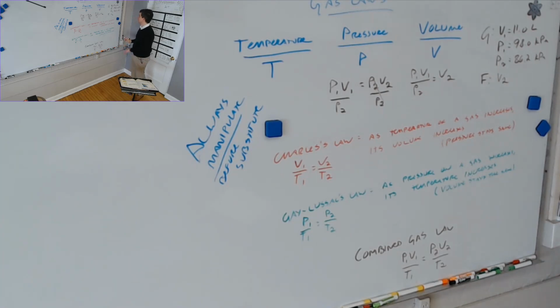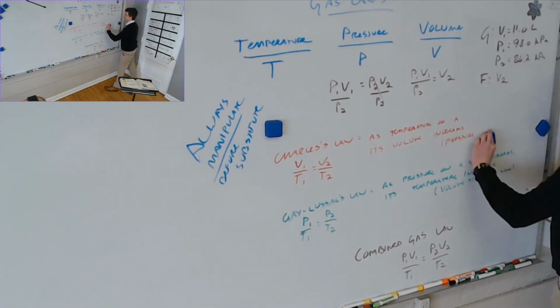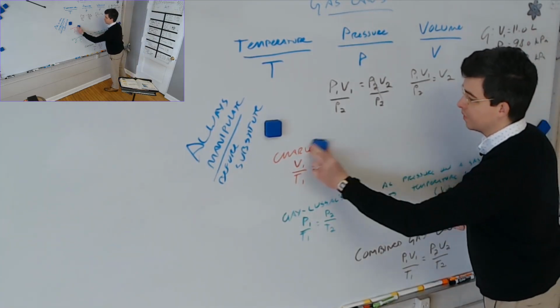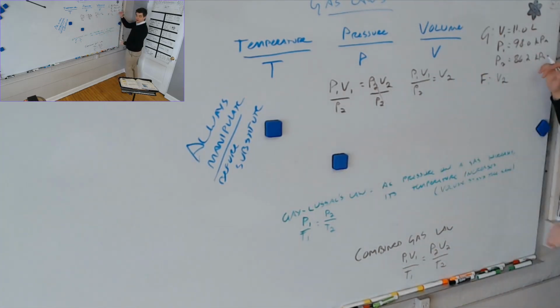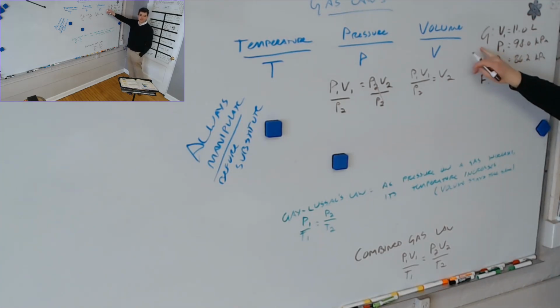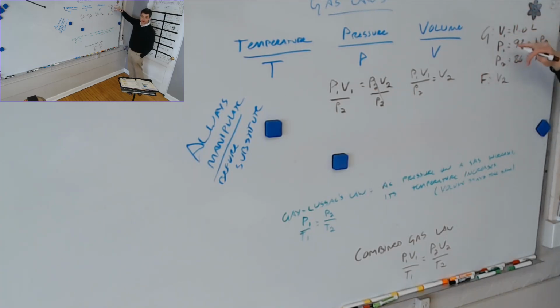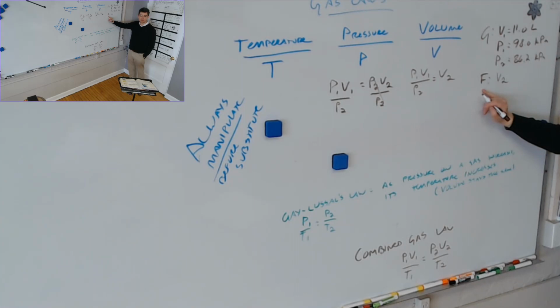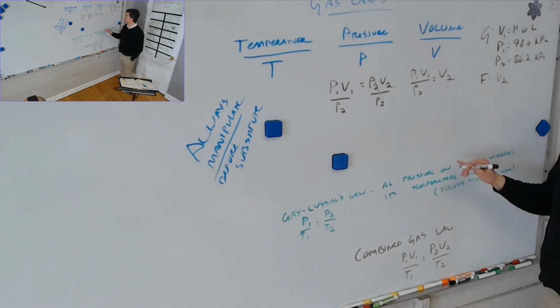By the way, I use this little notation here if I think the problem is going to be difficult. If I think it's going to be difficult for you, I use G, which stands for given. I write down the things I am given, what variable they represent, and their unit. And I write F, which stands for find, what I'm trying to find.